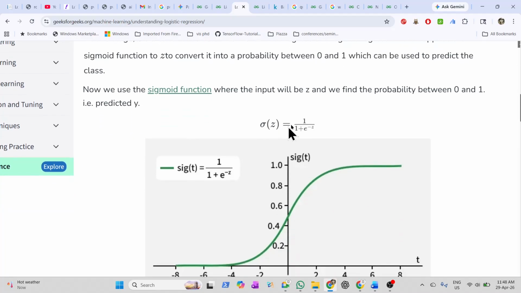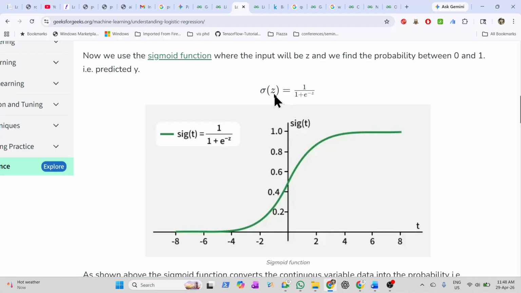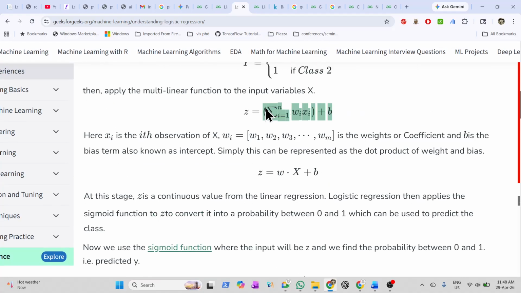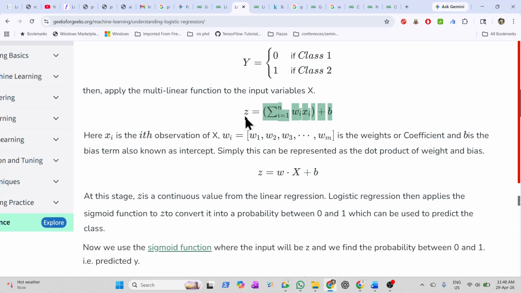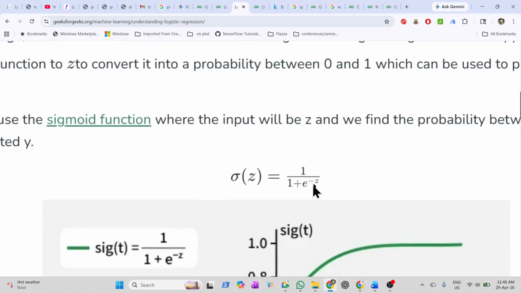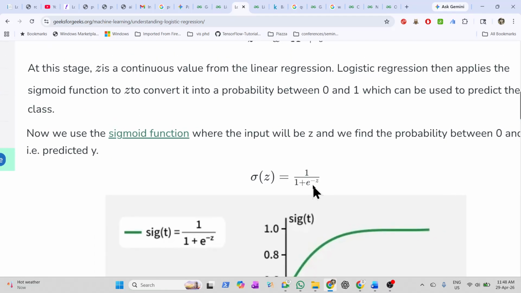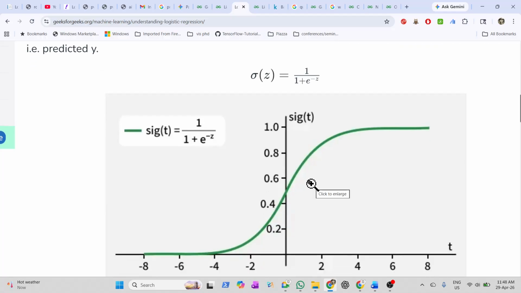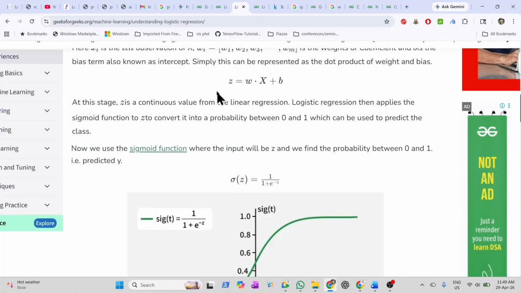And now we apply the sigmoid function. This is our sigmoid function. What does it do? It changes the z value. Earlier in our linear regression, we called this y. Now we are calling it z. So z equals w into x plus b, and sigmoid is 1 by 1 plus e to the power of minus z. Due to this, the output will range from 0 to 1. And because of that, we get an S-shaped curve.